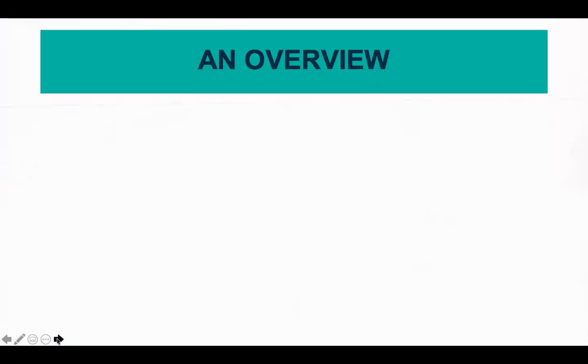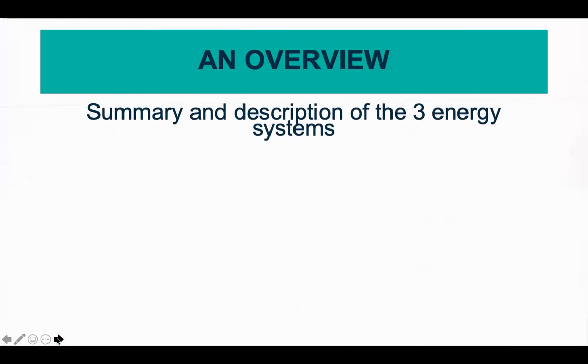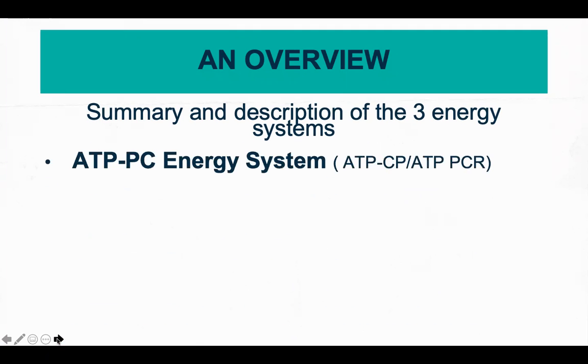So just a quick overview of this video. We're going to summarize and describe the three energy systems. The first energy system is the ATP-PC energy system, also referred to as ATP-CP, and in America, it's referred to as ATP-PCR. So the PC stands for phosphate creatine. Therefore, it can be used interchangeably with CP, which is creatine phosphate, which is the same thing, or PCR, which is also phosphate creatine.